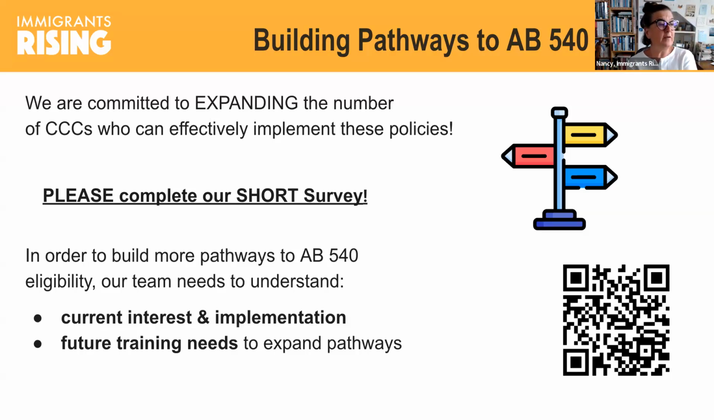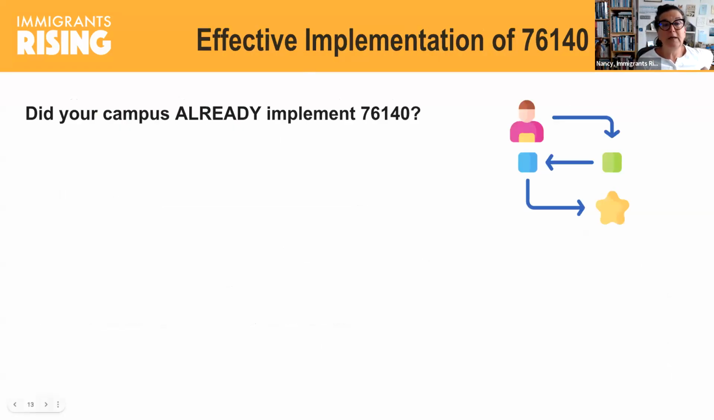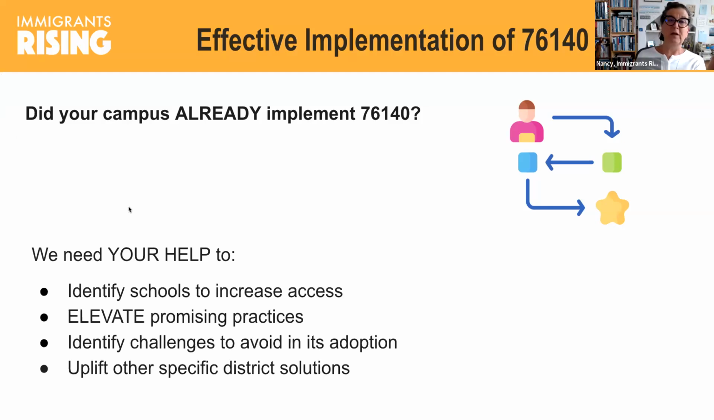And then in the next slide, we did find a list that somebody had put together, showing about 30 campuses that had implemented 76140, this educational code that allows students to take 6 units or less and pay non-resident fees, even if they don't have AB 540. But unfortunately, I think only 6 colleges responded to that. So there's a big difference, right? Did 30 actually implement it? Did 6? And so we need your help to identify schools.